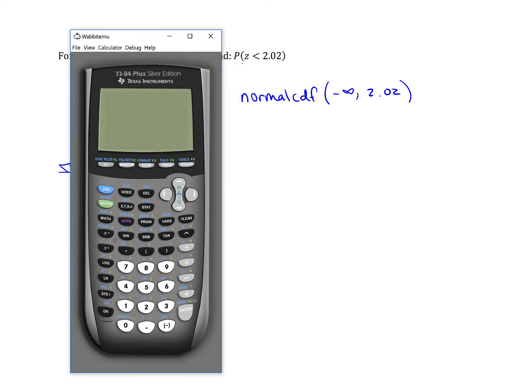So normal CDF is found under the distributions menu, so press second, VARS. Second item down is normal CDF. We go from negative infinity, so negative E, oops, I need to press second, comma to get the E, so negative E99, which is something very small, because unfortunately there is no infinity key on the calculator, so just something small, comma 2.02, and that gives me 0.9783.